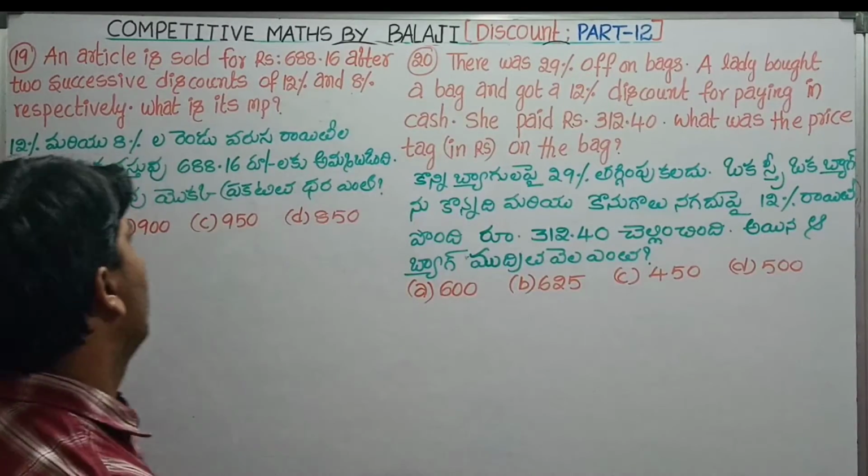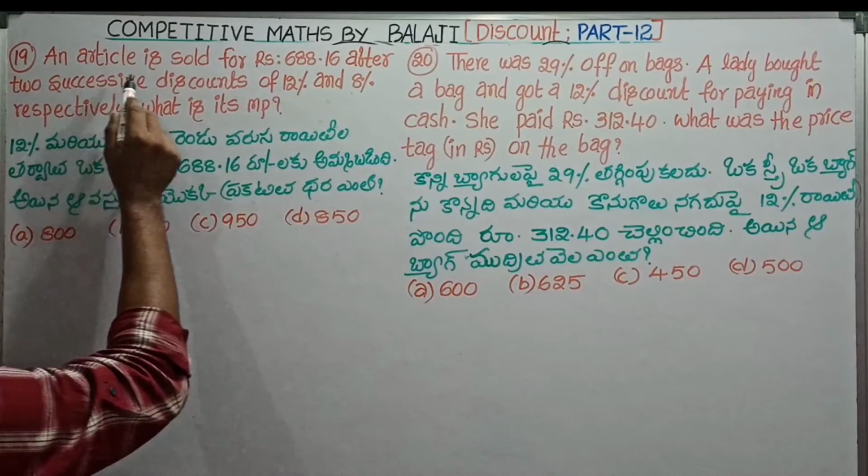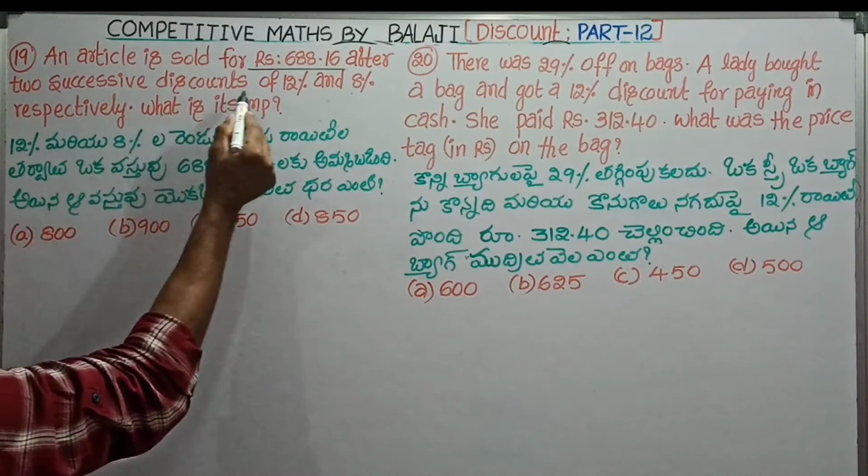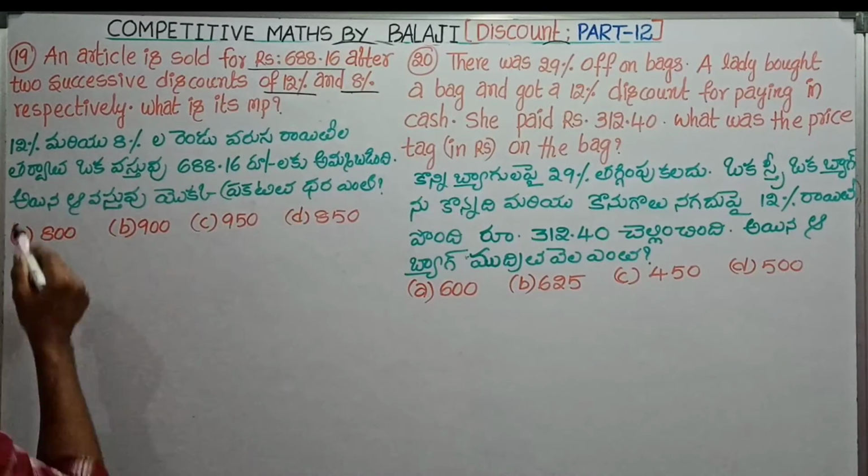Next question. 19th one. An article is sold for rupees 688.16 after two successive discounts of 12% and 8% respectively. What is its MP?